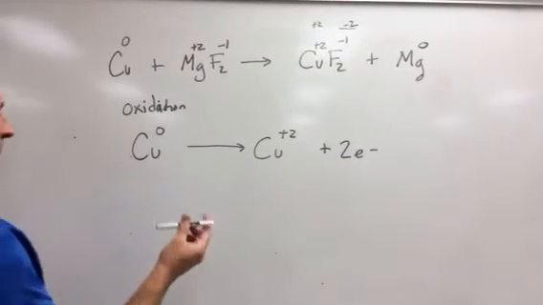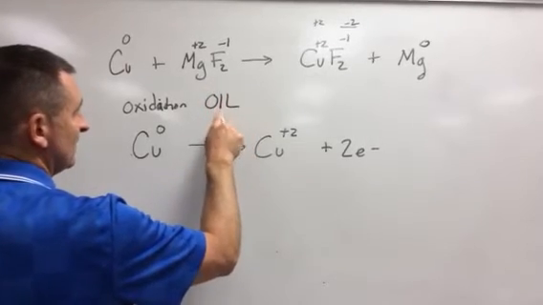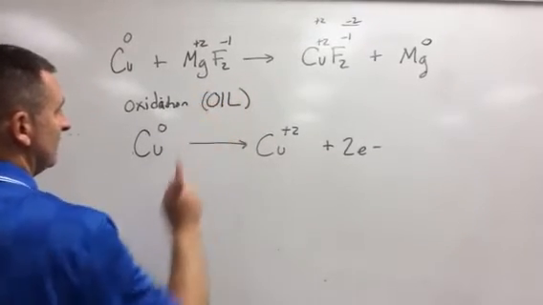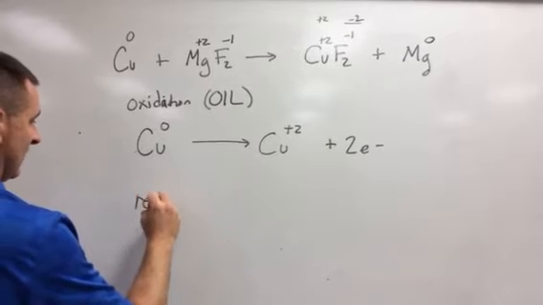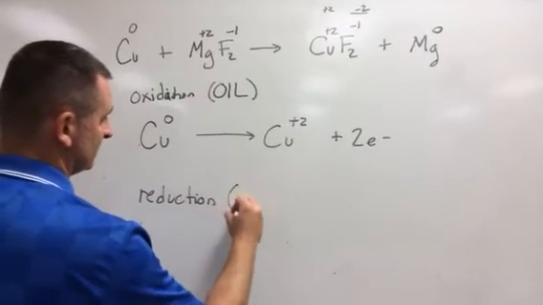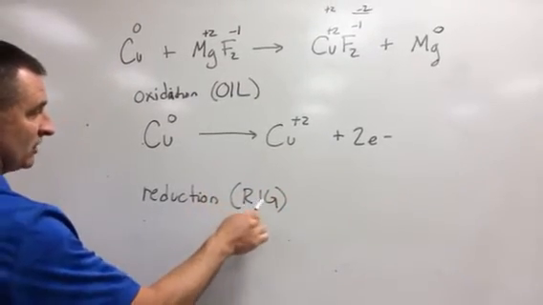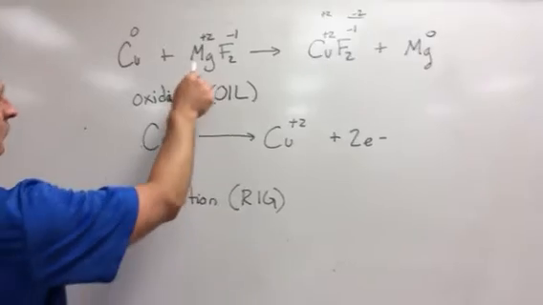And it's losing electrons. How to remember that? Just think OIL. Oxidation is loss, okay? So then what is the reduction reaction? Reduction means it gains electrons. Just think RIG. So OIL RIG. Reduction is gain.